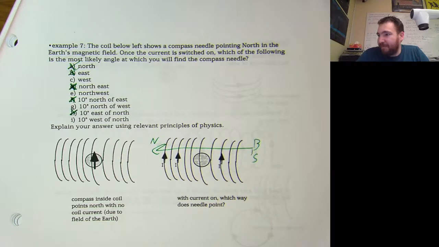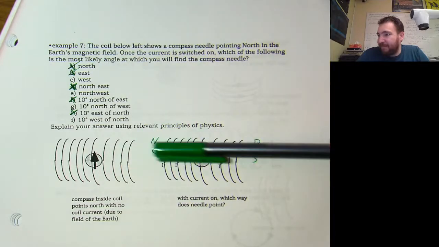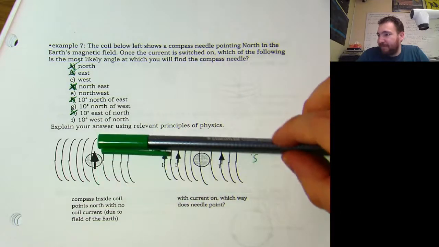So let's talk about those other options. We got C, E, G, and I. Give me some reasonable arguments for or against any of those four options. Well, through the middle here, it's all going that way equally.